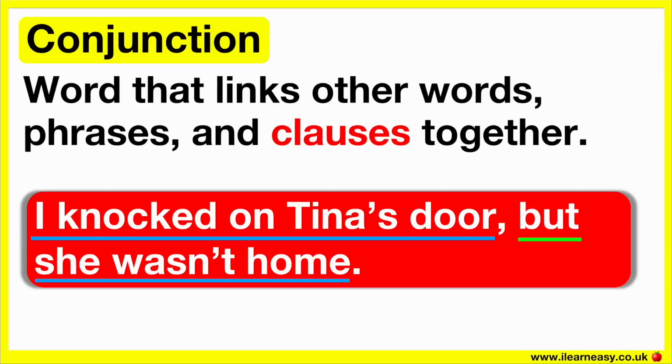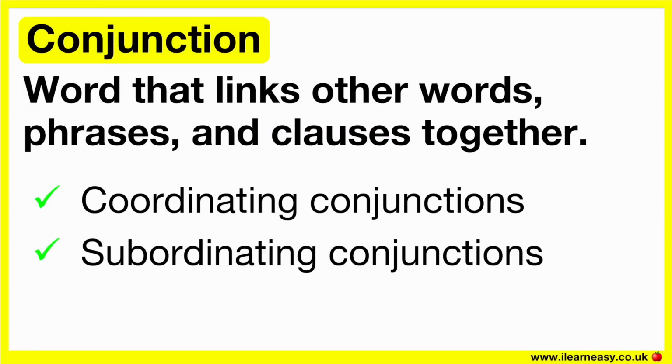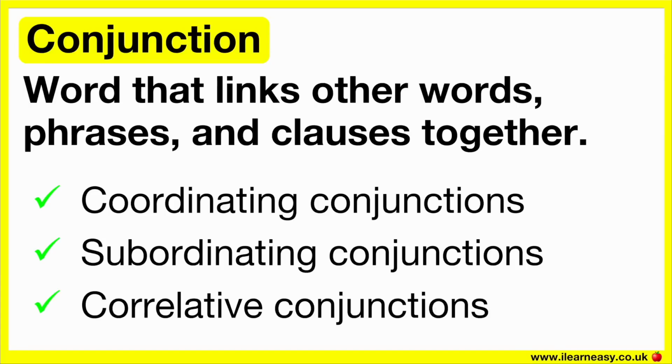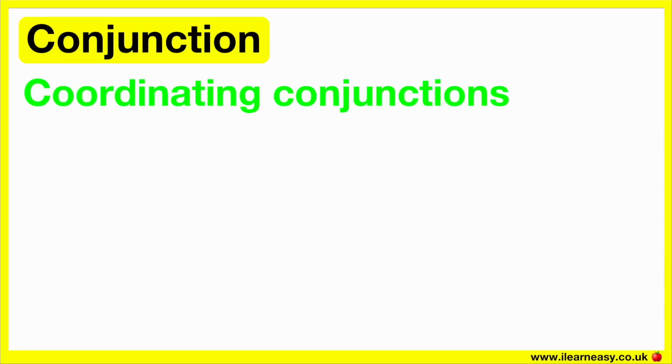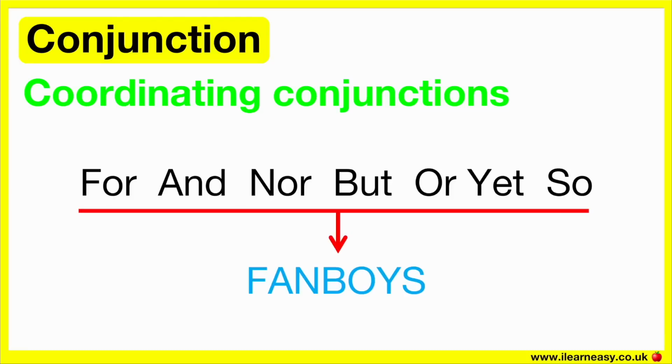There are 3 types of conjunctions: coordinating conjunctions, subordinating conjunctions, and correlative conjunctions. Each type of conjunction is used differently. A coordinating conjunction joins words, phrases, or clauses of equal importance. The coordinating conjunctions are for, and, nor, but, or, yet, so. An easy way to remember these is to use the word fanboys.